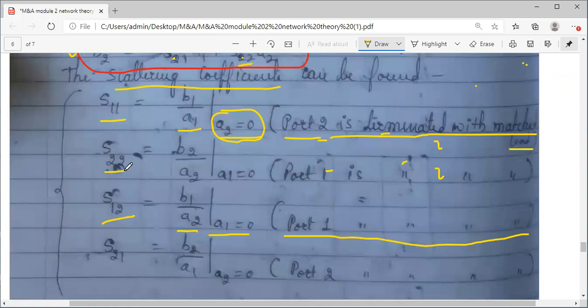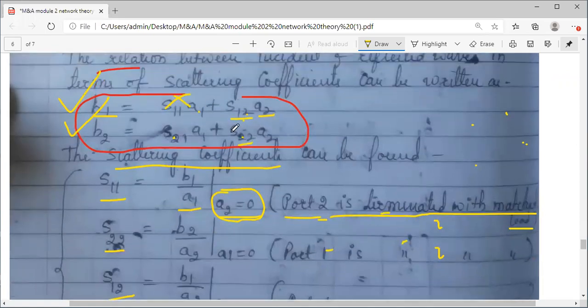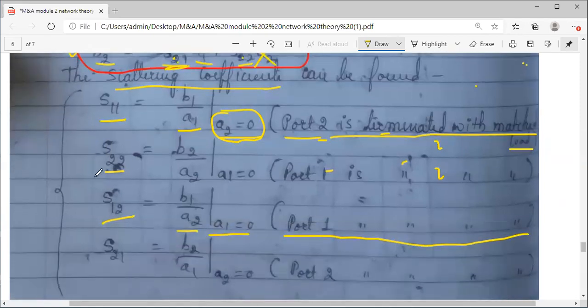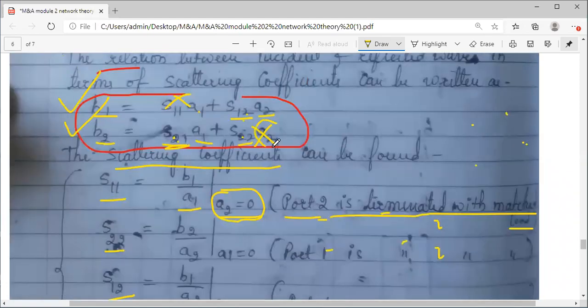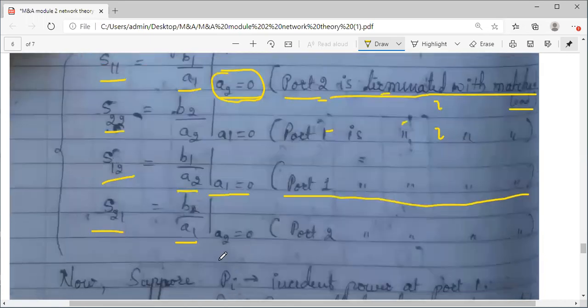Similarly, I'll go for S22. Before that, let me take S21. How can I get S21? I don't want A2. That time, take the ratio of B2 by A1, and you will get S21. What are you making 0? A2 you are making 0. A2 equal to 0 means port 2 is terminated with the matched load.